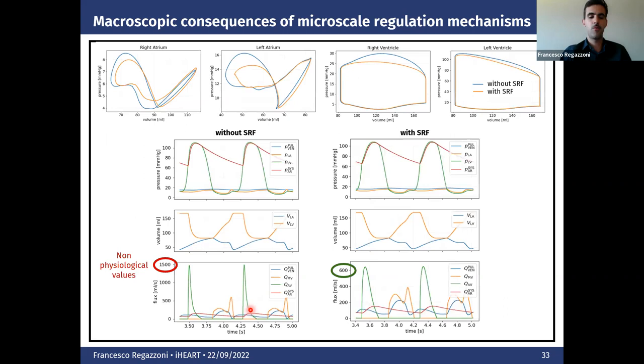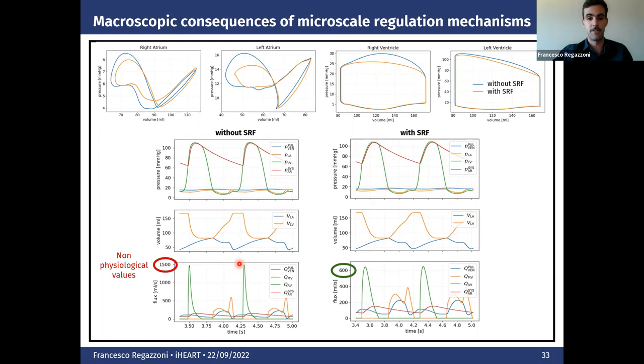Indeed, we made this test. We took our model and we generated a synthetic heart without this force velocity relationship. And we show that without this kind of regulation inside cells, we have fluxes across the valves that are not physiological. So we have shown that one possible explanation of this phenomenon from the evolutionary viewpoint is that of regulating the fluxes across the valves.